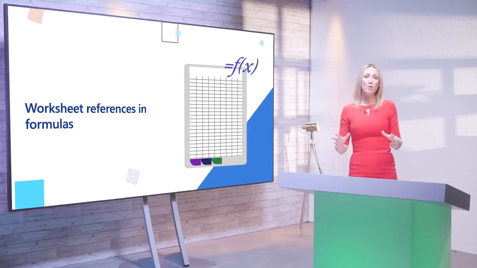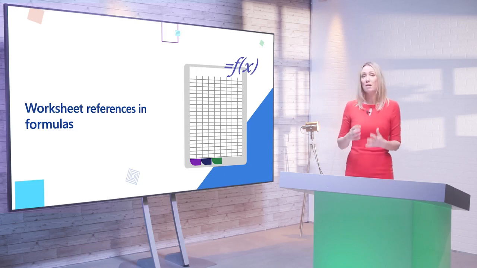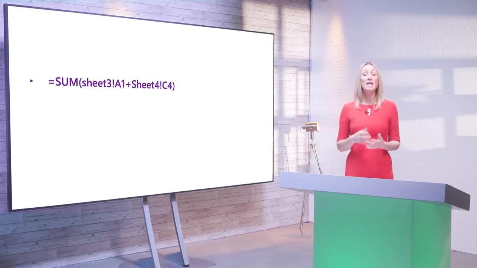When you construct a formula, you can refer to any cell or cell range within any worksheet in the current workbook. These worksheet references declare the worksheet name followed by an exclamation mark followed by the regular cell reference. For example, you can have a formula that adds two numbers from different sheets. You just type the equal sign, Sheet3, exclamation mark, A1, the plus sign, Sheet4, exclamation mark, C4, and then press Enter.